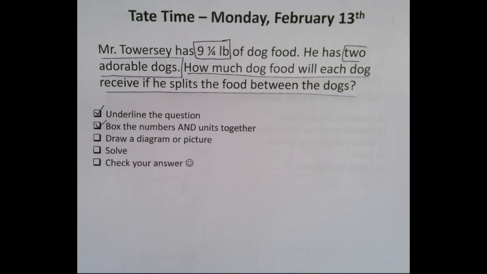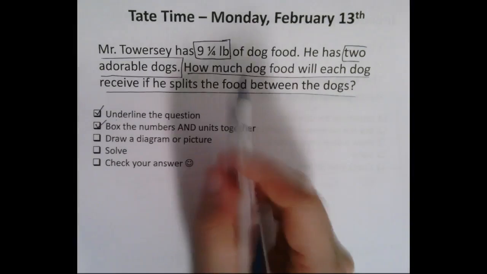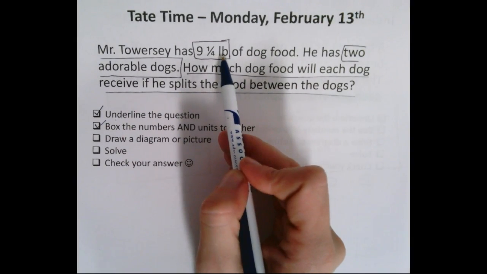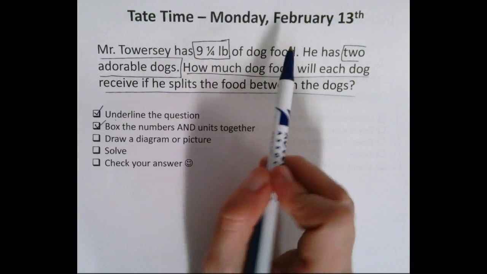First of all, I should be thinking in my head, what operation do I use when I take a total and I split it? Think about it for a sec. Hopefully you said division. Division is when I take a total and I split it. So, in this, our total is 9 1/4 pounds, and we're splitting it between two adorable dogs.